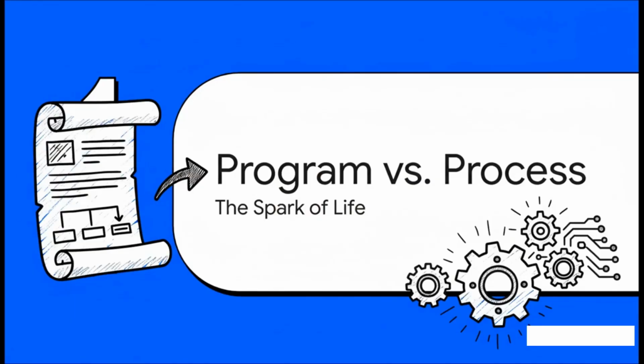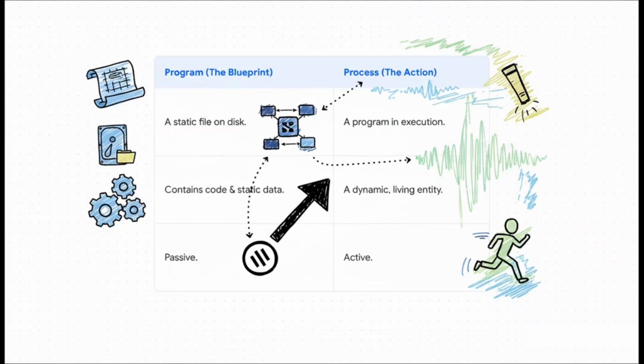Okay, to really get what's happening, we have to start with a super important distinction, the difference between a program and a process. Now, they sound pretty similar, I know, but in the world of operating systems, they couldn't be more different. So think of a program as a blueprint. It's just a file sitting there on your hard drive, a totally passive set of instructions. But the moment you double-click it, the operating system breathes life into that blueprint. It creates an active, living, breathing thing called a process.